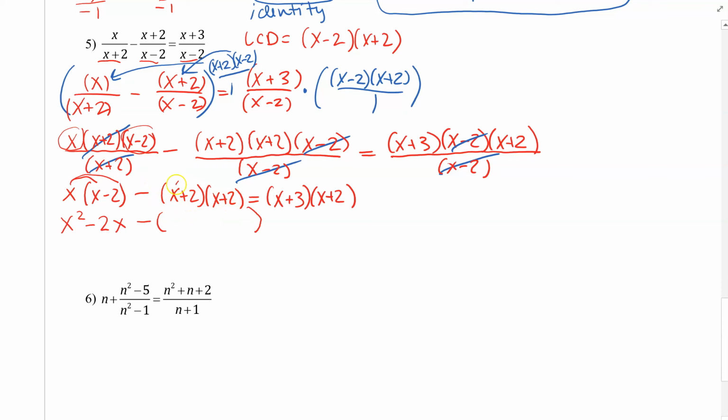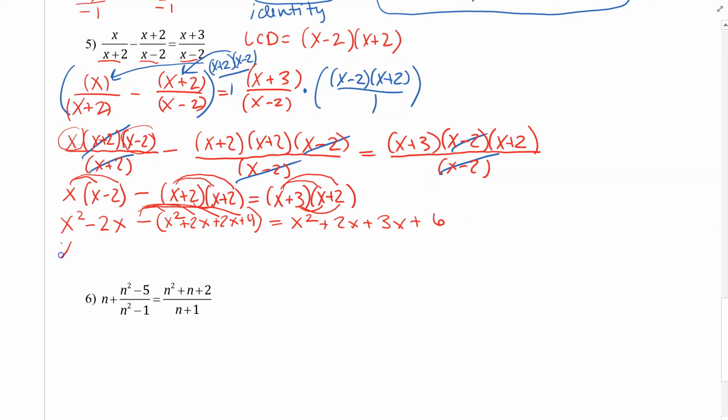Okay? So I'm going to do x times x is x squared. x times 2 is 2x. Again, I have another 2 times x, and then 2 times 2 is 4. x times x is x squared. x times 2 is 2x. 3 times x is 3x. 3 times 2 is 6. Okay, got all that done. Now let's be careful and distribute that negative to all of the things.